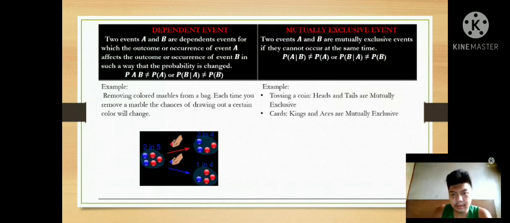Number 10, mutually exclusive event. Two events A and B are mutually exclusive events if they cannot occur at the same time. Example, tossing a coin, heads and tails are mutually exclusive. Cards, king and ace are mutually exclusive.